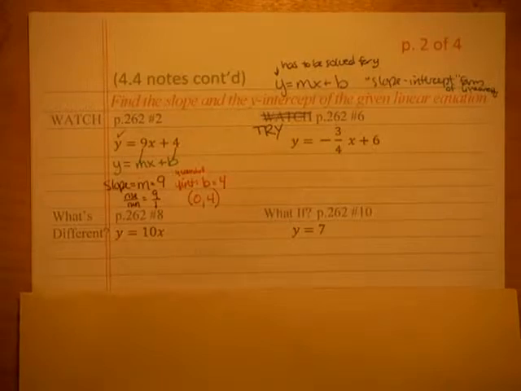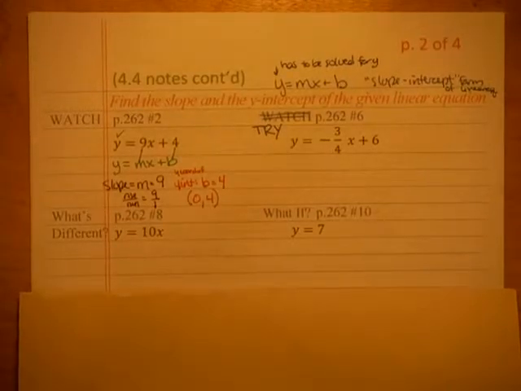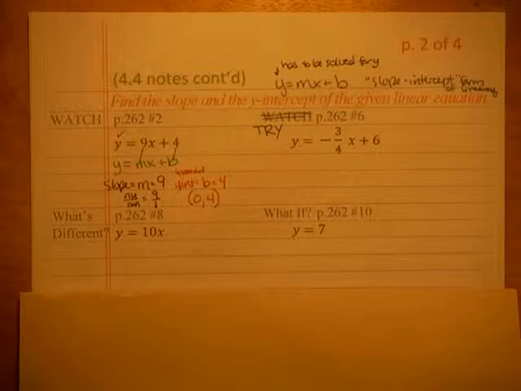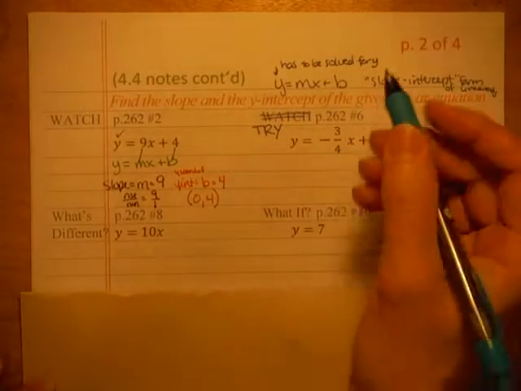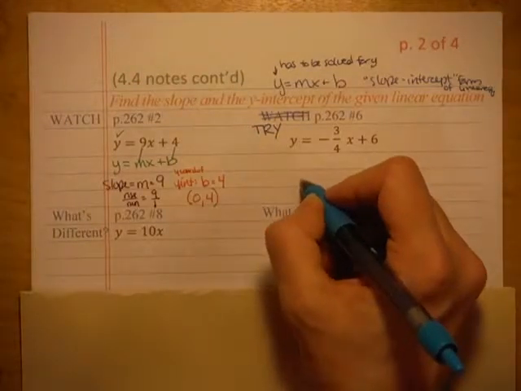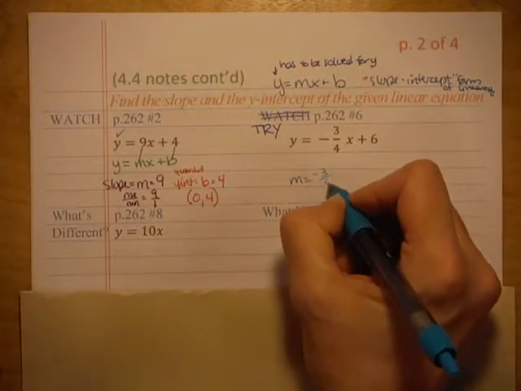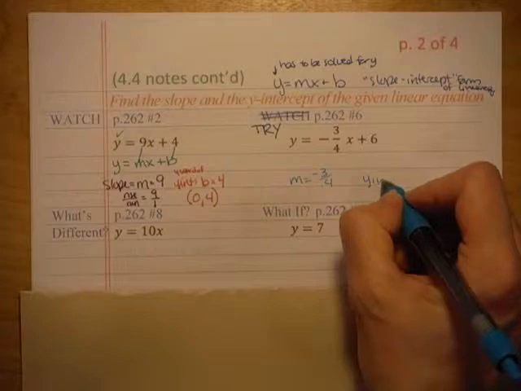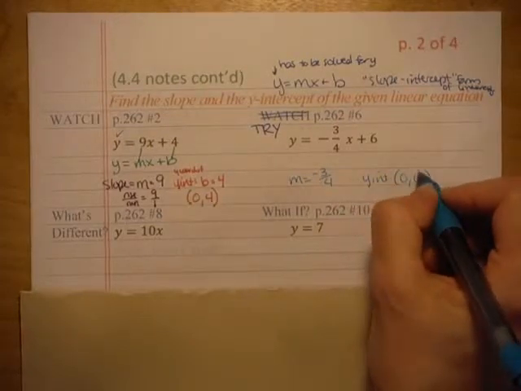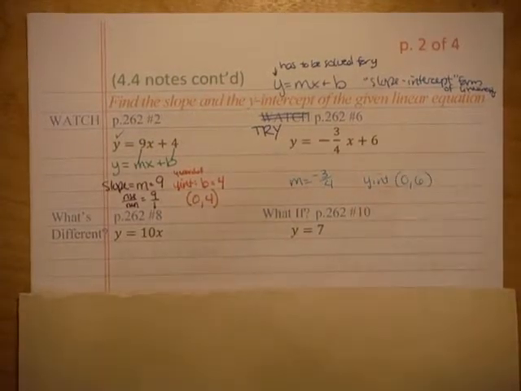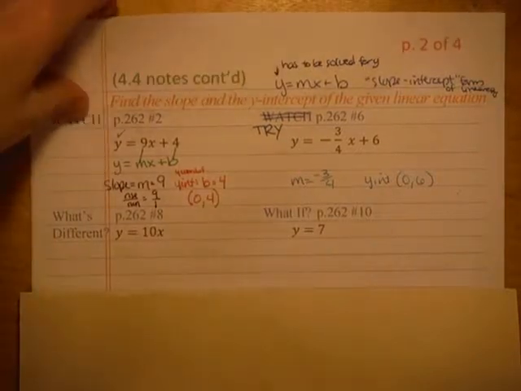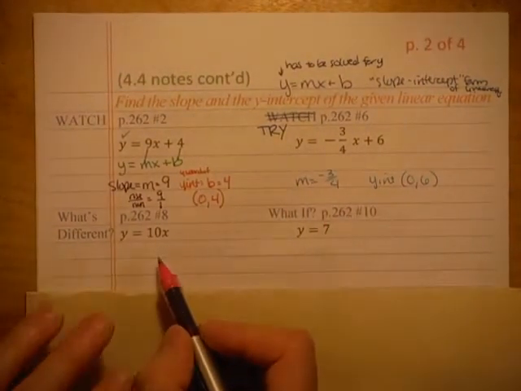Okay. All right. So what you should get on this is that y equals mx plus b, your slope should be negative 3/4, and your y-intercept should be the point 0, 6. Use that b value as the y-coordinate of your y-intercept. Okay. Then what's different about these equations that we're going to do together?